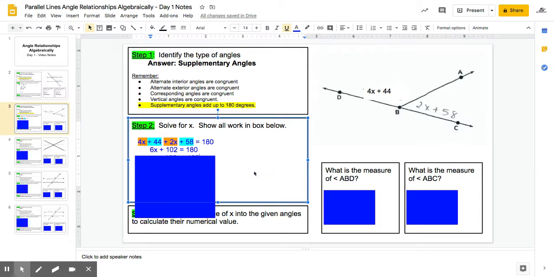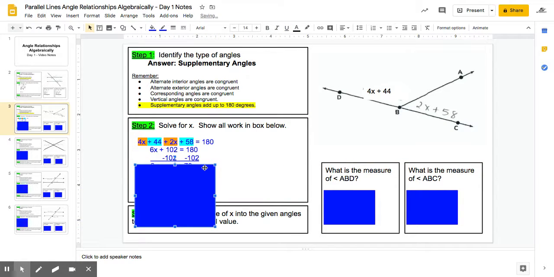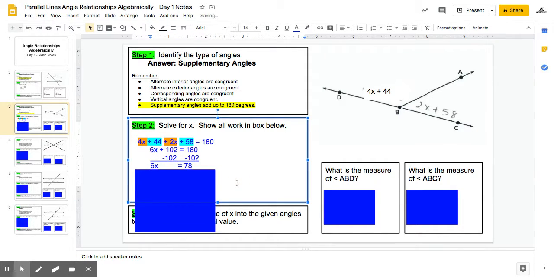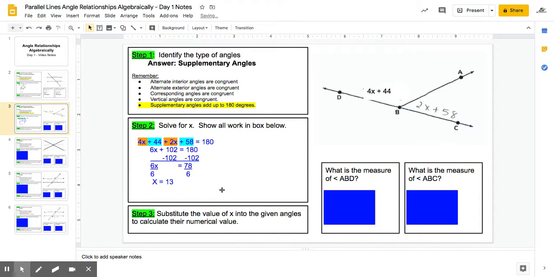Now my next step, subtract the constant on both sides. So I'm subtracting 102 on both sides, bring down the 6x. The 102s are going to cancel. 180 minus 102 is 78. Which brings us to our last step, to divide by the number in front of the variable. So I'm going to divide by 6 on both sides, and I get x is equal to 13.